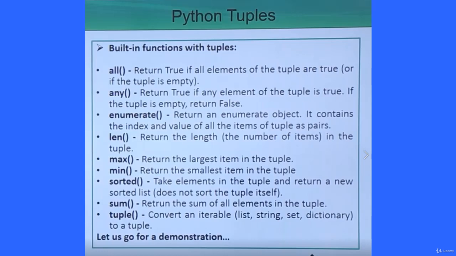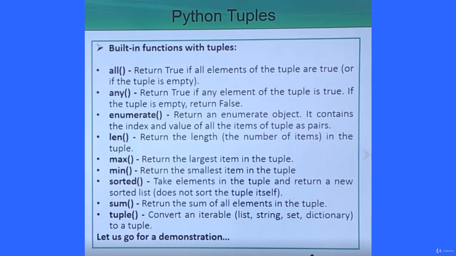Next one is len. It returns the length, that is the number of items in the tuple. Next one is max, which returns the largest item in the tuple. Next one is min. From the function name itself we can get its purpose: it returns the smallest item in the tuple. Next one is sorted, which takes elements in the tuple and returns a new sorted list. And next one is sum, which returns the sum of all elements in the tuple.